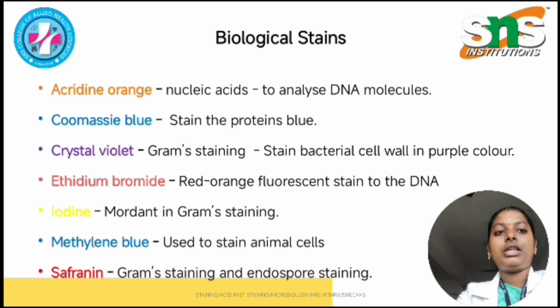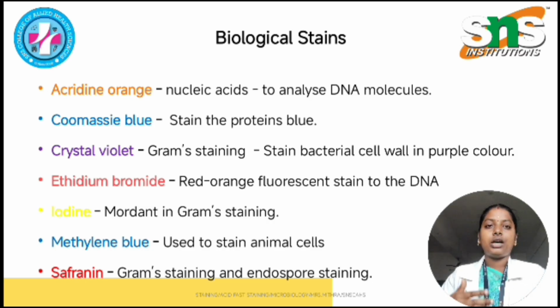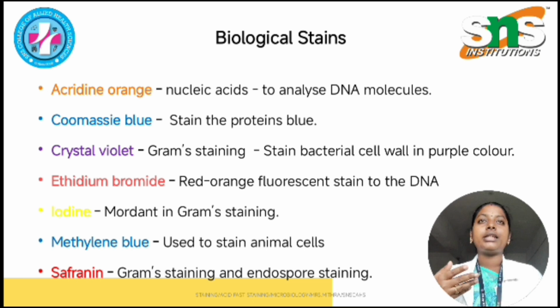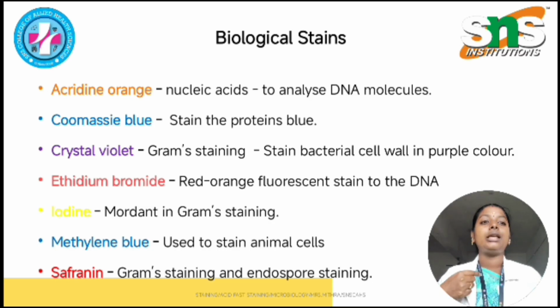So coming to the biological stains, there are some biological stains used in microbiology which are mentioned in this PPT. So first one is acridine orange, which is orange in color. It is mainly used to detect the nucleic acids. So nucleic acids are nothing but the DNA and RNA molecules, which are the major genetic material. And acridine orange is mainly used to analyze the DNA molecules. And the second one is Coomassie blue, and it is mainly used to stain the proteins. So proteins do not have any color at all. So when we use this Coomassie blue, the proteins will be stained blue.